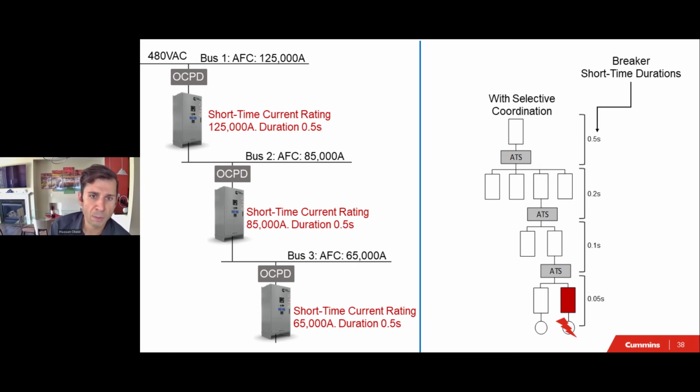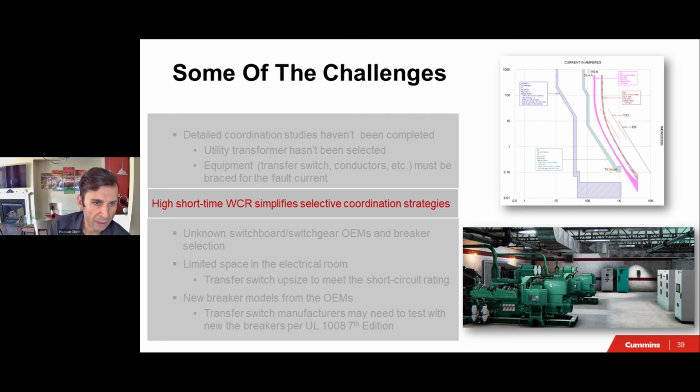So now the breakers may have a short time duration in them. And so we select, now the time duration goes up to a half a second in this case. And with that, if we select that transfer switch with a time duration and we apply it in the circuit, we can see how the high short time WCR simplifies selective coordination strategies.